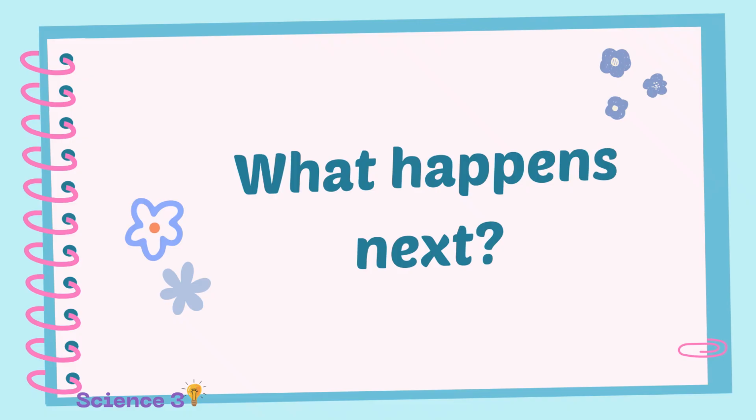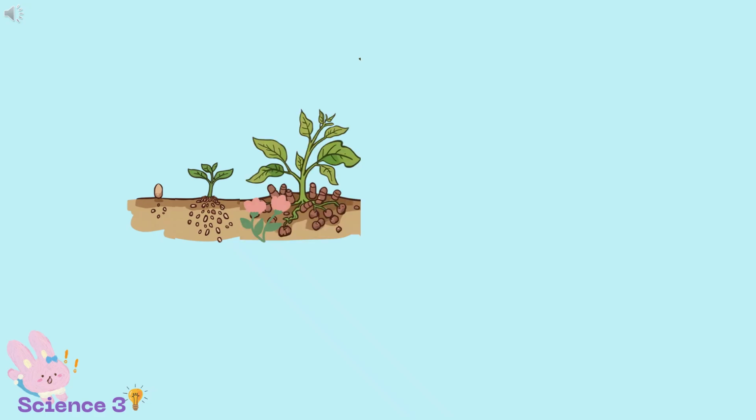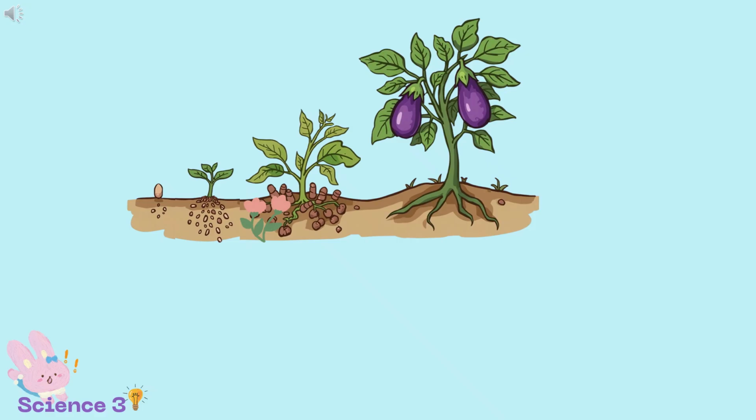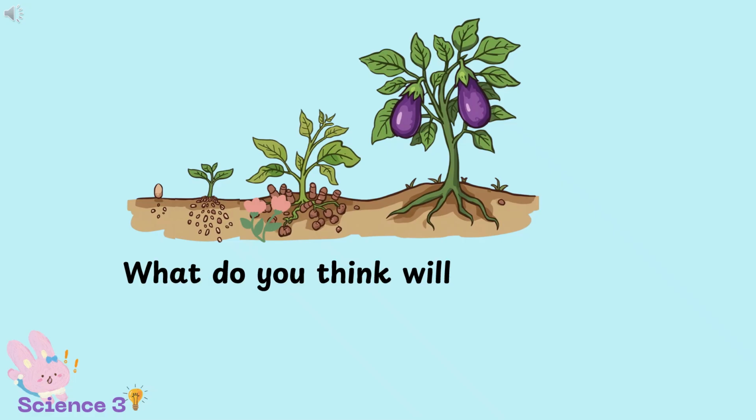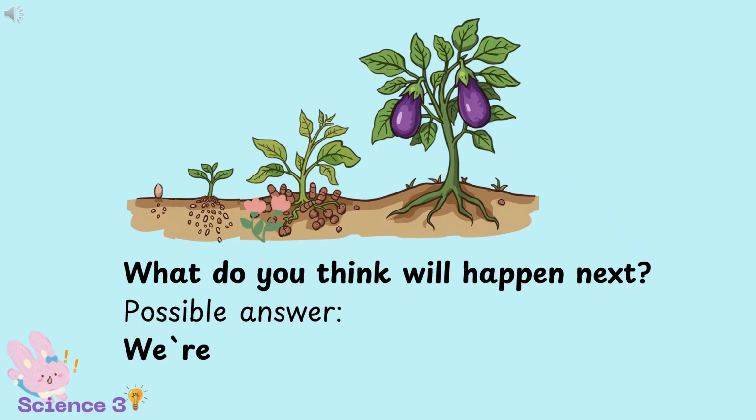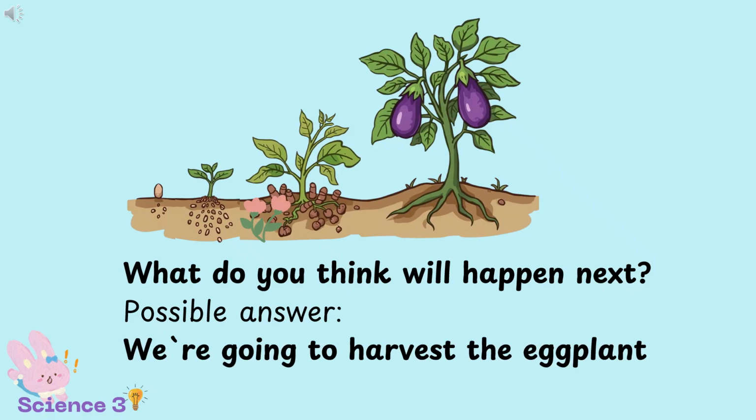Let's begin with this activity. What happened next? We have here illustrations. We have a seed, a young plant, and the older plant, or the oldest plant, eggplant. What do you think will happen next? We're going to harvest the eggplant. Very good, kids!